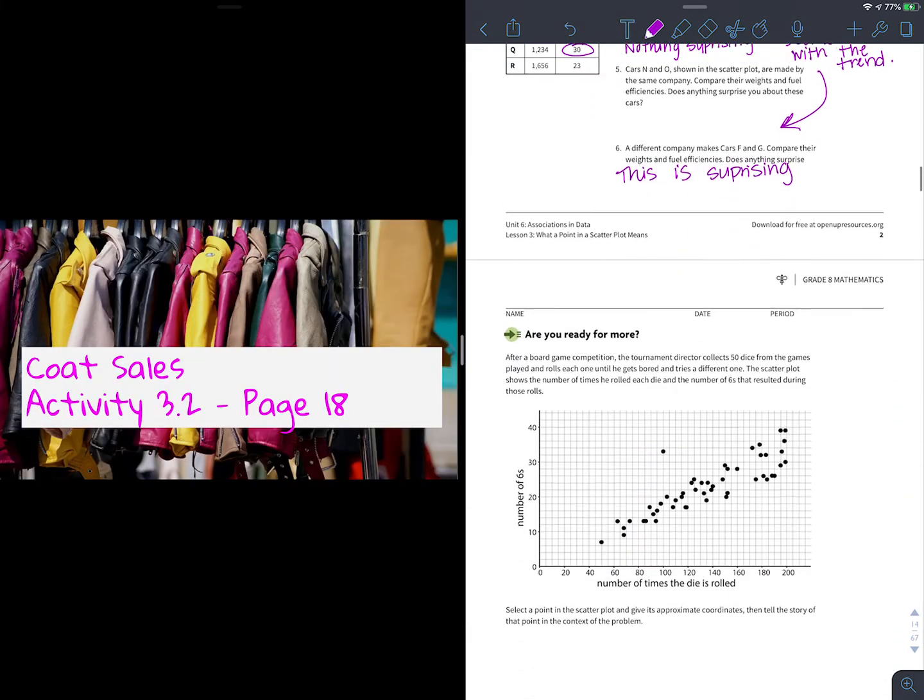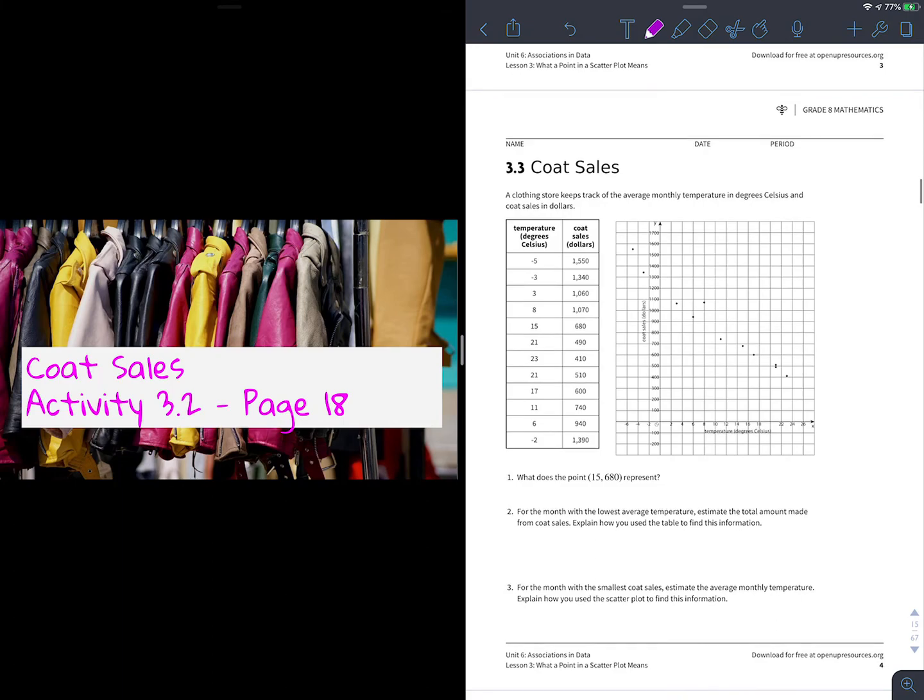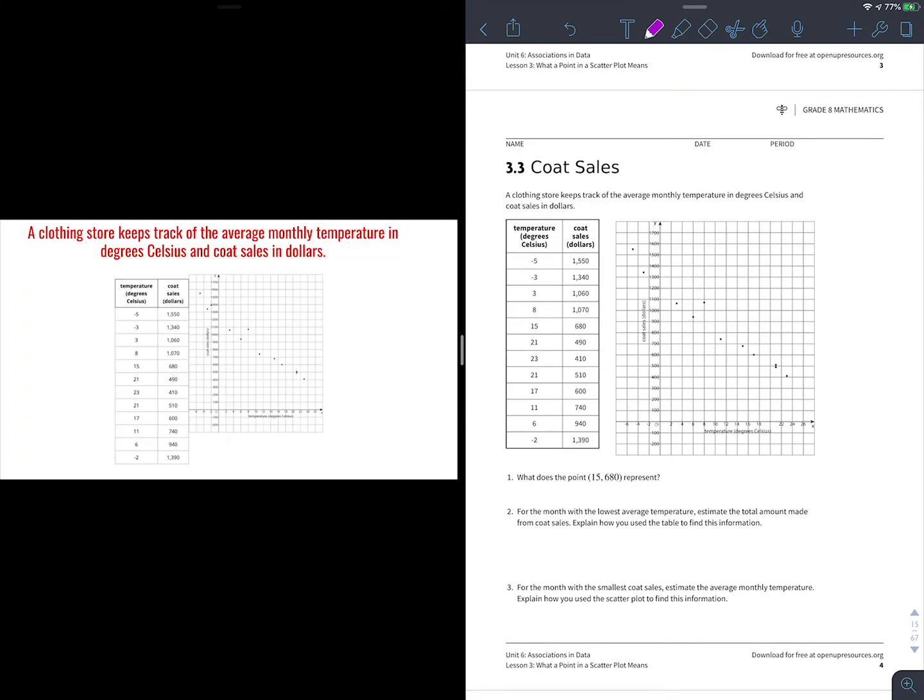Okay, so the last one we're looking at is coat sales. A clothing store keeps track of the average monthly temperature in degrees Celsius and coat sales in dollars. So go ahead and start working through this on your own, and then we will go through this. So either pause or the video is going to stop.